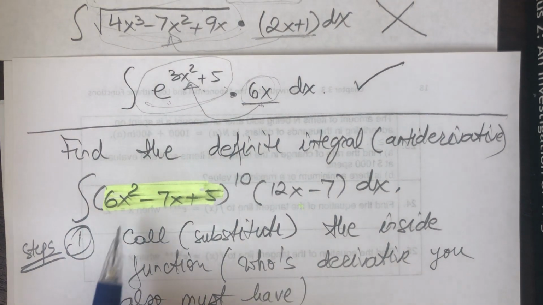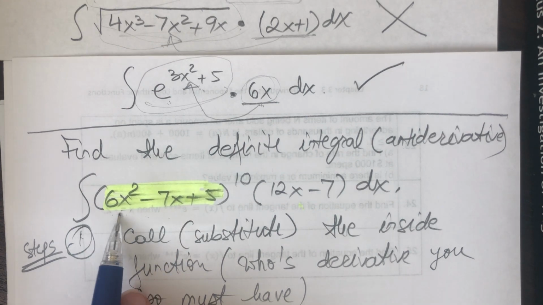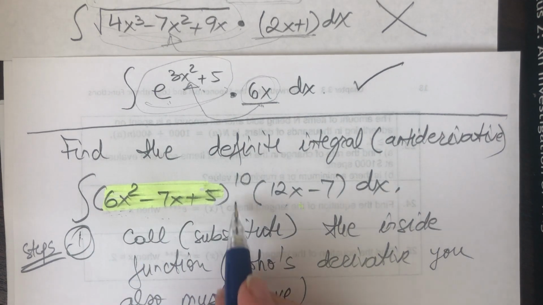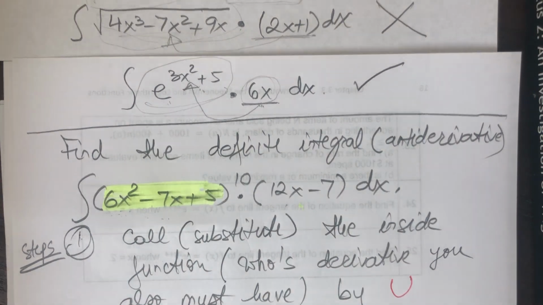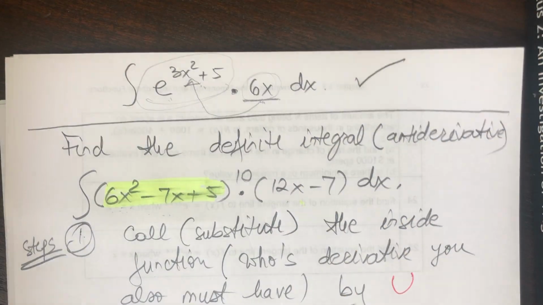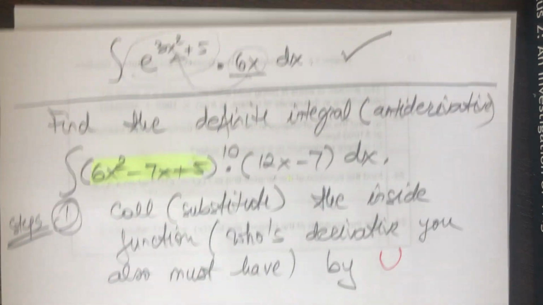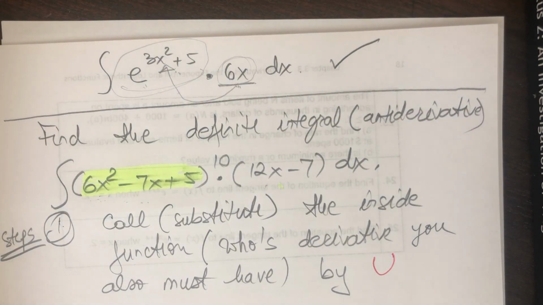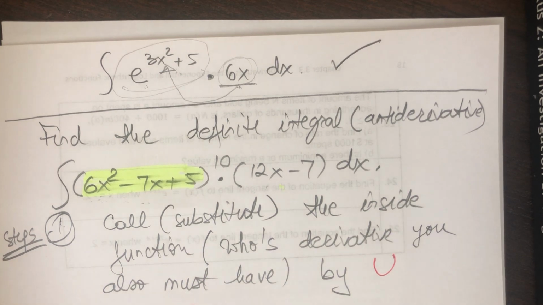Right? So do we see here the derivative of 6x squared minus 7x? The derivative would be 12x minus 7. Yes, that's the other factor, right? By u. Okay, so that's what we call the U-substitution part. Okay, so we'll call that by a u. Okay, well, let's do that. So let u equal 6x squared minus 7x plus 5.